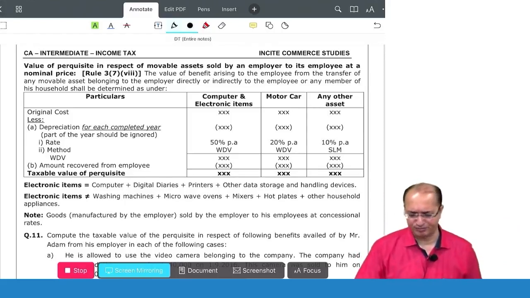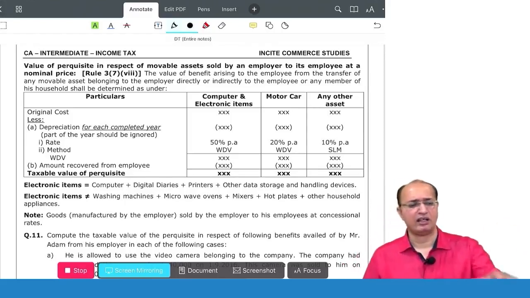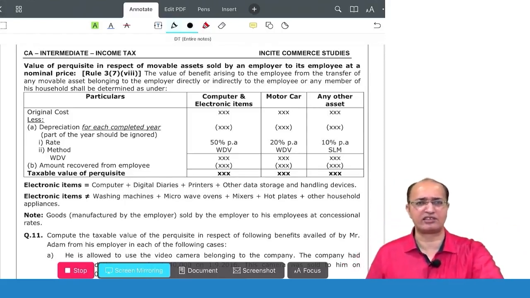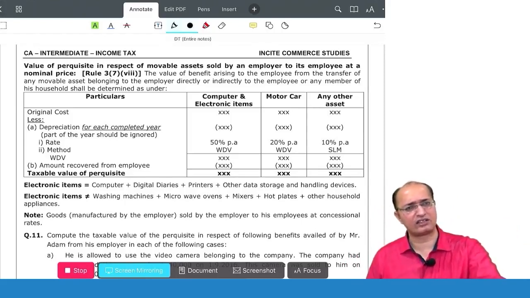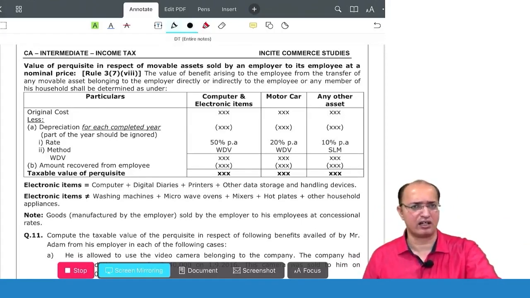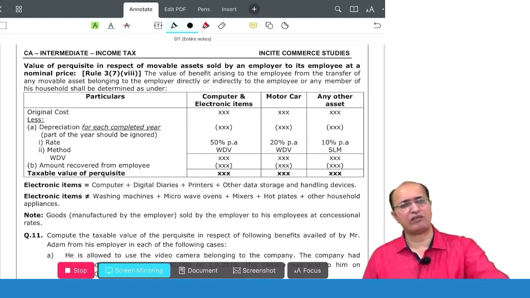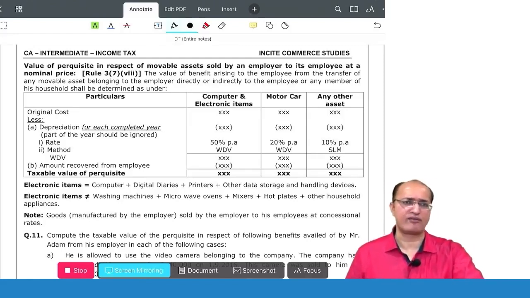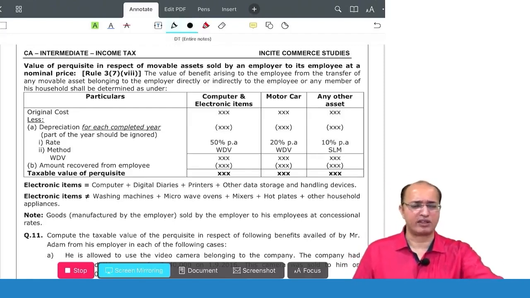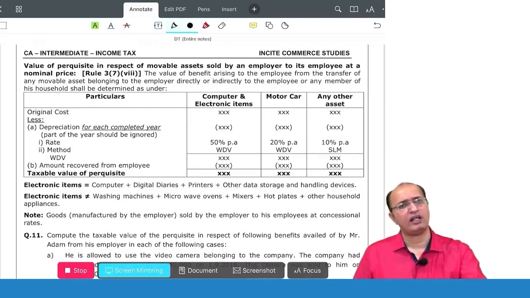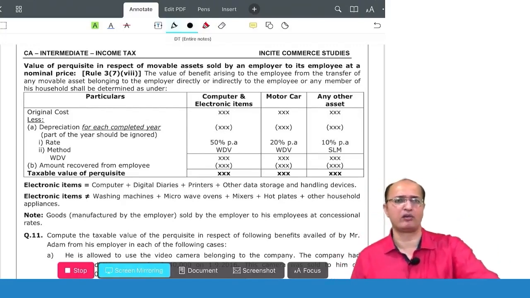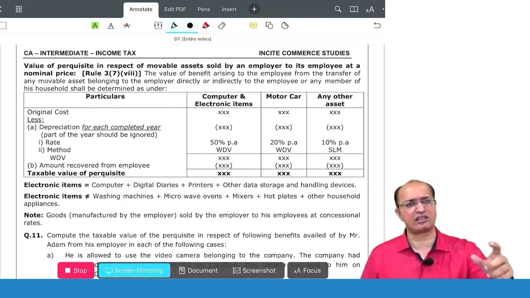Say for example, Manoj was working as a vice president of Reliance Industries, and Reliance Industries had one Mercedes car which was given to employees for using it. And after 3 years, that Mercedes car was sold by Reliance Industries to Manoj only at a cost of 8 lakh rupees. That Mercedes car Reliance had bought for say 40 lakhs.